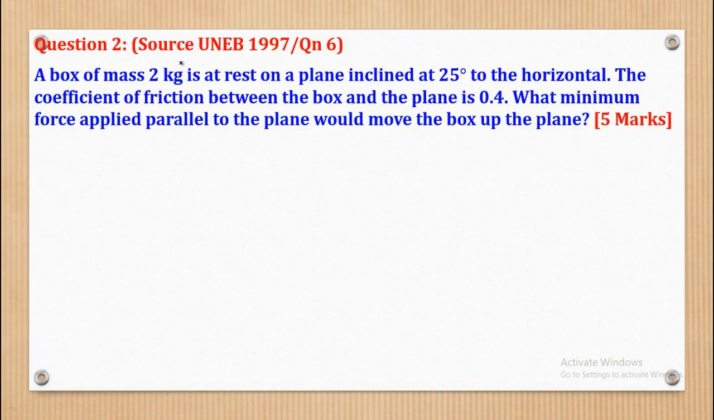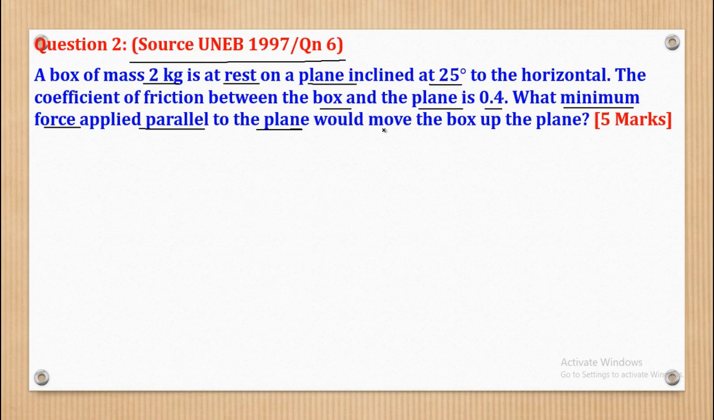Now we shall go to question 2, which came from UNEB 1997, paper 2, question 6, and says a box of mass 2 kilograms is at rest on a plane inclined at 25 degrees to the horizontal. The coefficient of friction between the box and the plane is 0.4. What minimum force, note that word, minimum force, applied parallel to the plane, now note that phrase, parallel to the plane, would move the box up the plane.